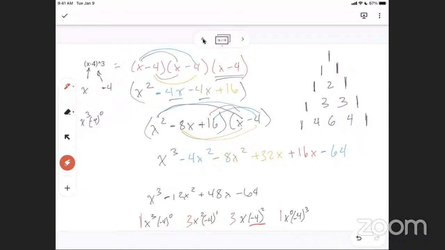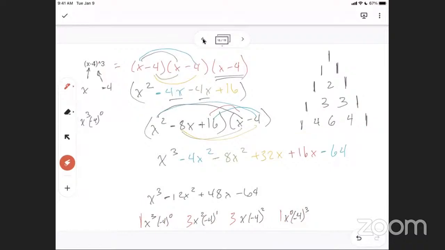Do you see that? Yeah. This is 16 times 3, 48 x. Anything to the 0 is just 1, right? So that's just gone. X to the first, x to the 0 is just gone. And what's -4 cubed? -64. So you would actually get that. You did that. So if the exponent was like 4, then I would use the numbers 1, 4, 6, 4, 1, right? Yeah, exactly.